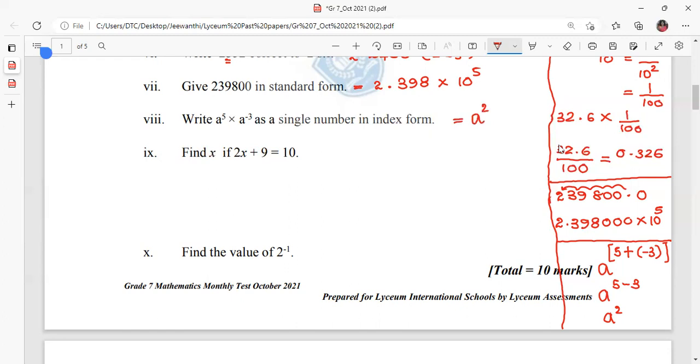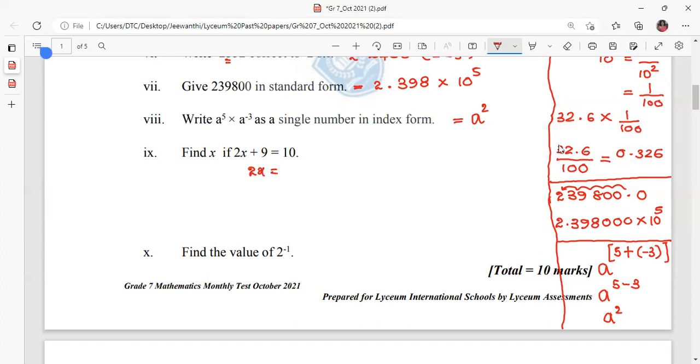Right? Then the next one. For the next one, you don't want to use the working column, children, because they have given us enough space, right? So what you want to do, you want to find the value of x.